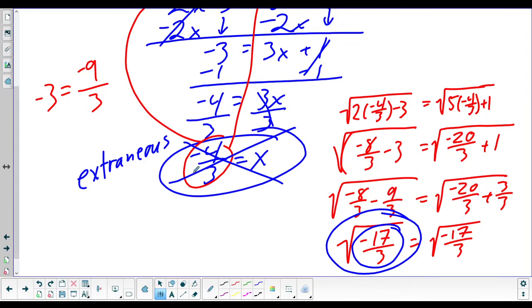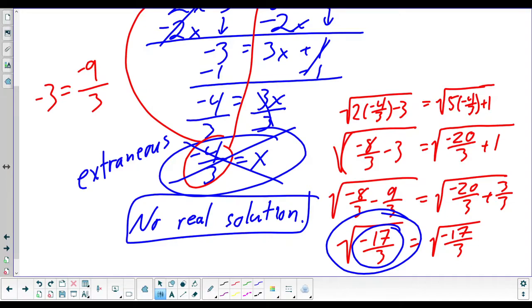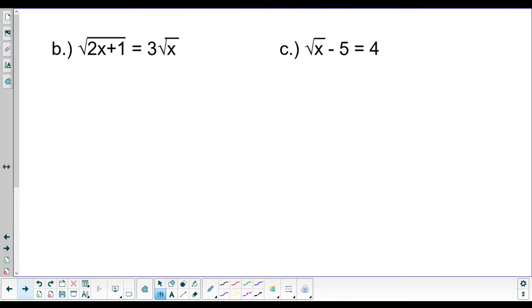So that was our answer, but we throw it away. Now we don't have an answer. We write no real solution. And that's why we have to plug it back in. Because sometimes when we plug it back in, we get stuff that you're not allowed to do, and we have to throw it out. All right, let's go ahead and try this.